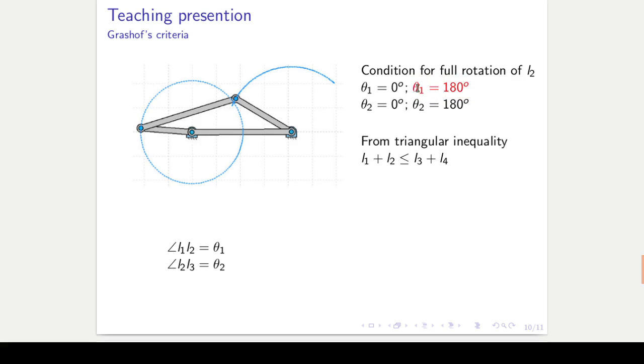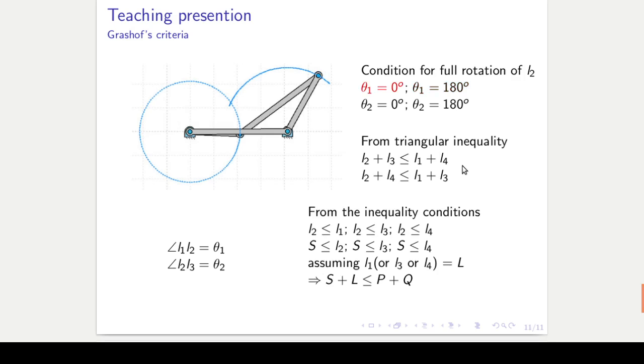If this condition is satisfied in the mechanism, what does that mean? When theta 1 is 180 degrees, which means this angle is 180 degrees, these 3 points become collinear. If that's collinear, this forms a triangle, and then I can use the triangle inequality. By imposing the triangle inequality, I can obtain this inequality equation. And then I'm going to use this condition.